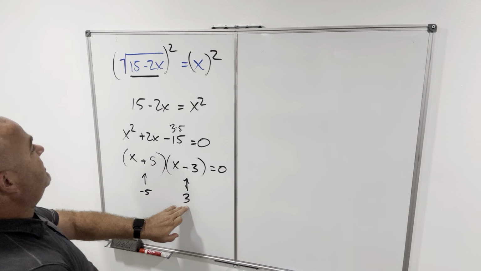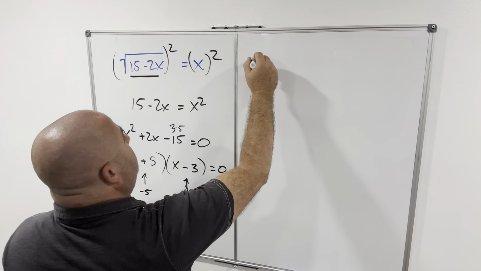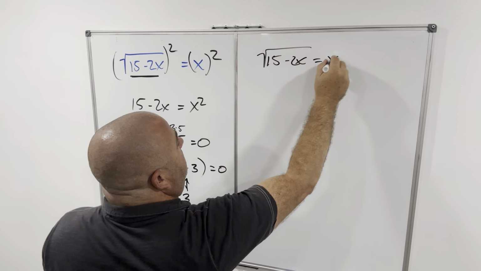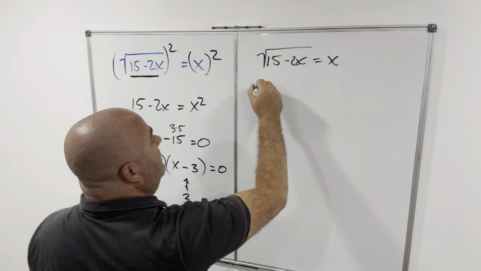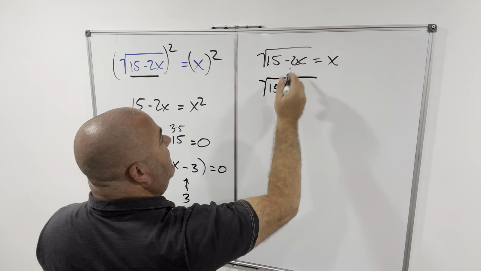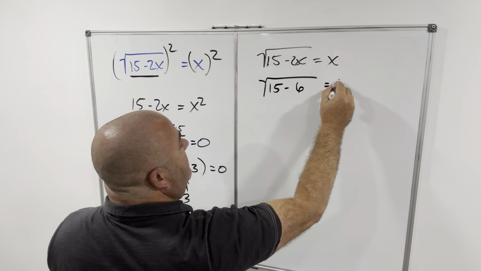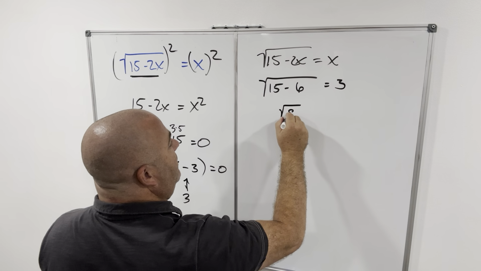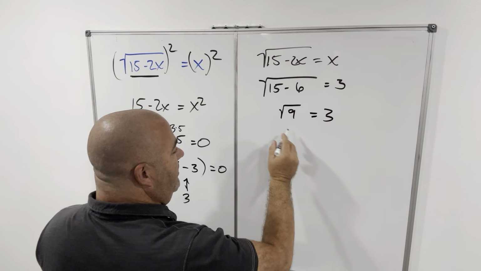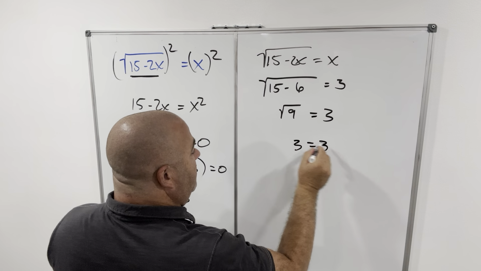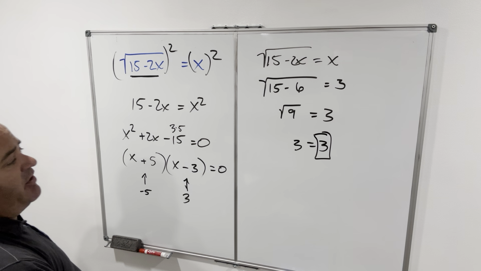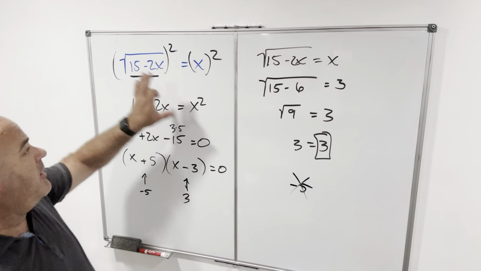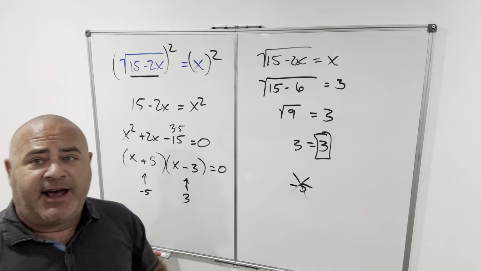So let's try x equals 3. Let's rewrite this equation up here: the square root of 15 minus 2x is equal to x. Let's plug in our 3. So we get the square root of 15 minus 2 times 3, which is 6, is equal to 3. Well, 15 minus 6 is equal to 9, so we get the square root of 9 is equal to 3, or 3 is equal to 3. So 3 is our solution that works. Negative 5 is an extraneous solution, it doesn't work because of the way our original equation was written.